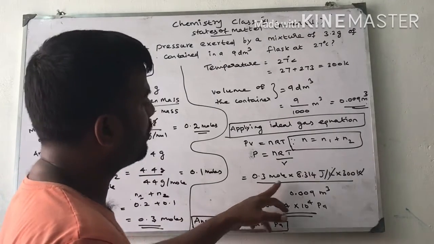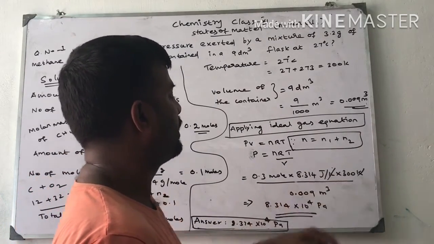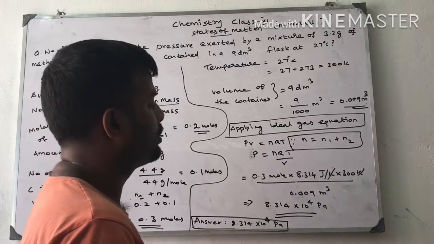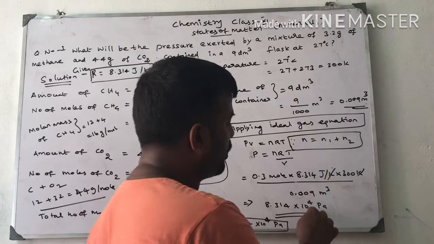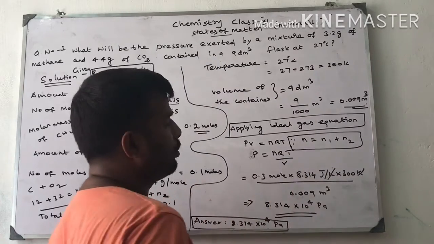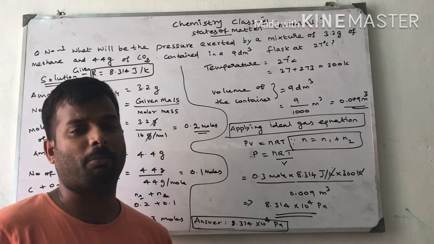So 0.3 mole into 8.314 joule per Kelvin into 300 Kelvin by 0.009 meter cube. We get the answer of 8.314 into 10 to the power 4 Pascal. If you do the simplification, you will get the same value. We will do the next problem now.